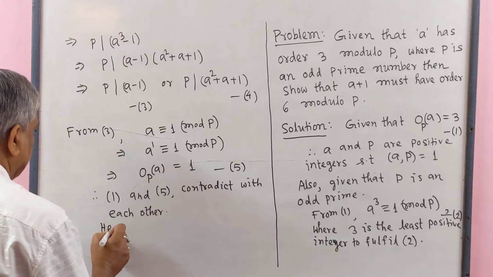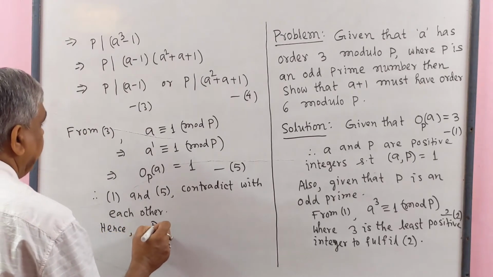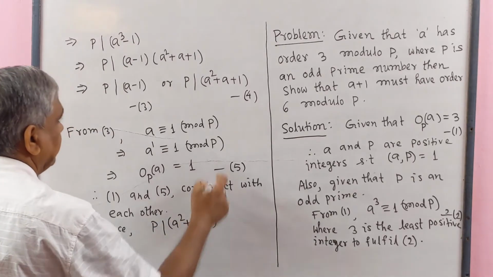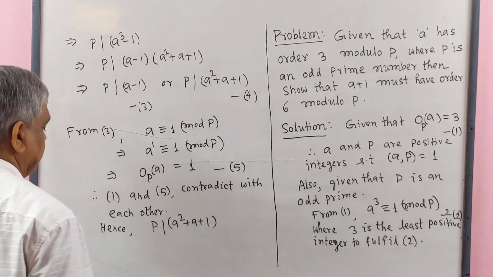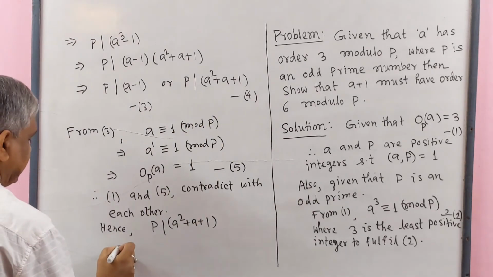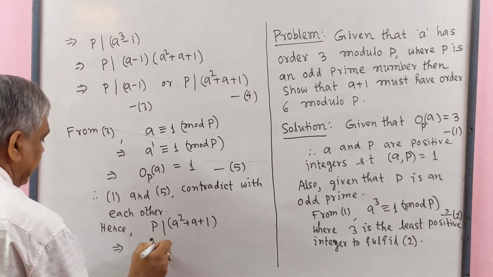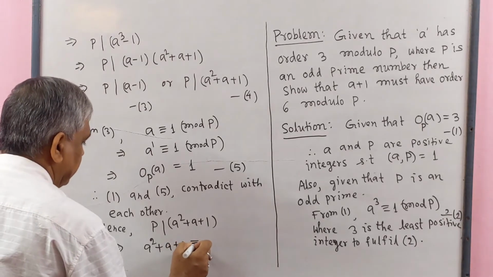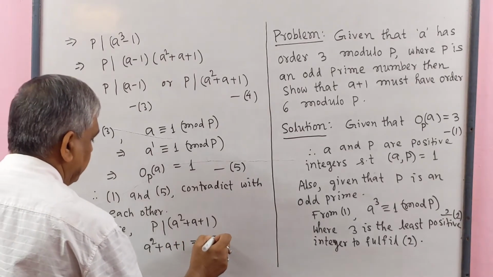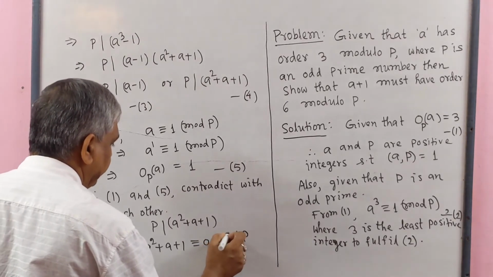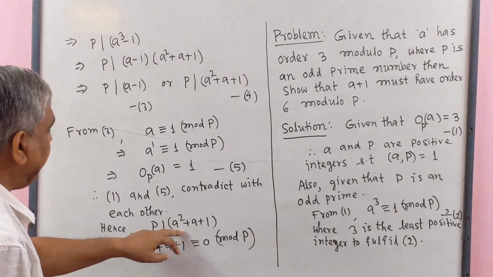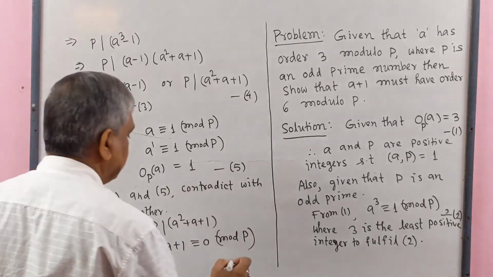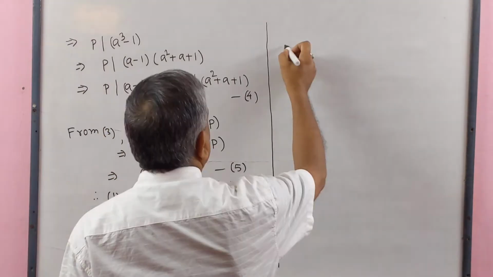Hence p divides a square plus a plus 1. Only 4 exists. Implies that a square plus a plus 1 is congruent to 0 modulo p. This means we have no remainder. Remainder is 0. This is number 6.